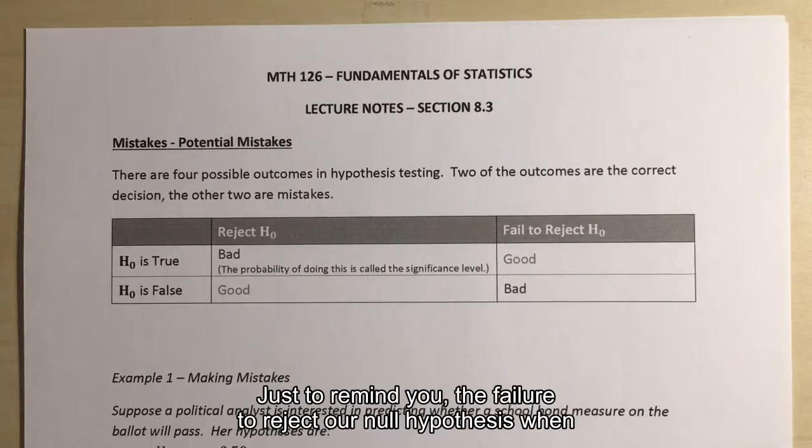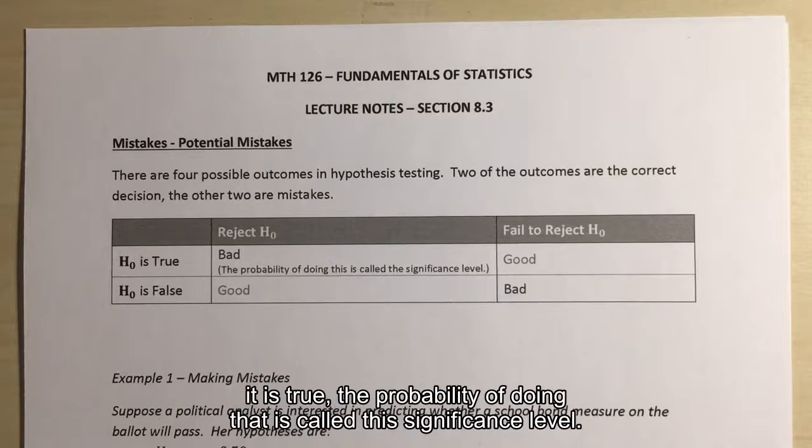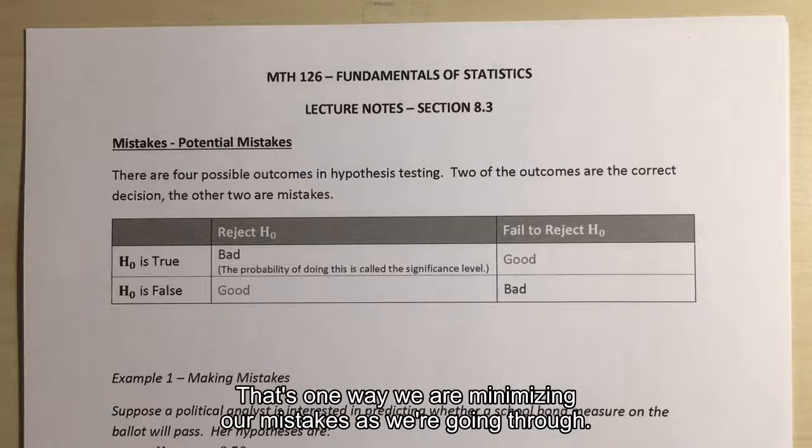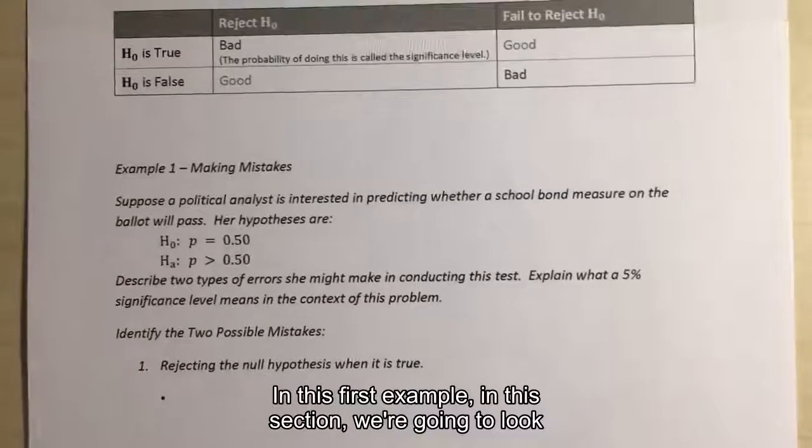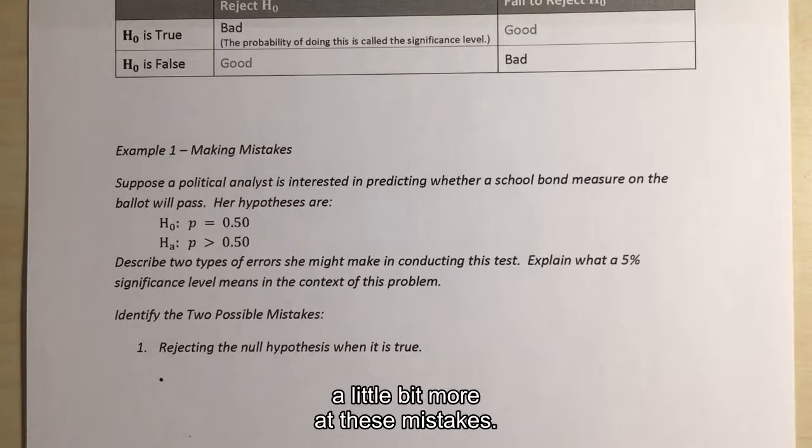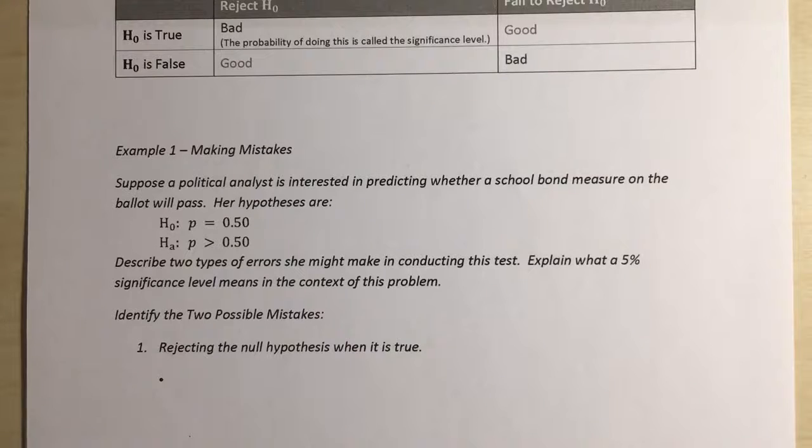Just a reminder, the probability of rejecting our null hypothesis when it is true is called the significance level. So that's one way we are minimizing our mistakes as we're going through. Right, so in this first example in this section, we're going to look a little bit more at these mistakes.